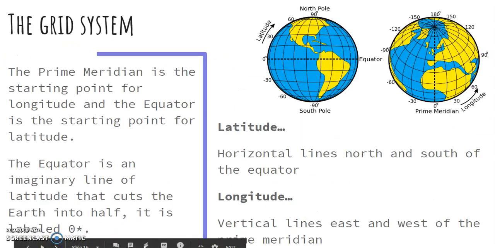The grid system. This is getting into the prime meridian and the equator. Again, we will practice this later on, but you should have these in your notes. The prime meridian is the starting point for longitude and the equator is the starting point for latitude. They are both imaginary lines that bisect and cut the world in half. One does it east-west, one does it north-south.